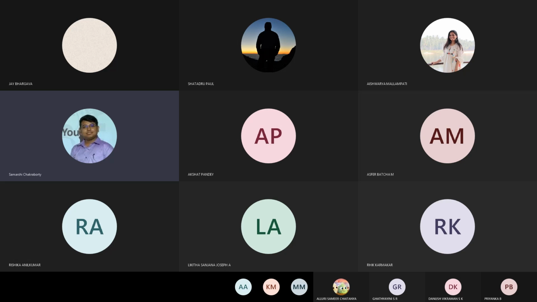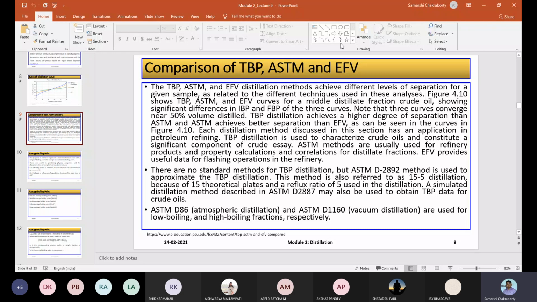Okay, so let me start with today's lecture. I guess in the previous class we covered three types of distillation that we generally conduct in a petroleum refinery for testing crude oil. One is the TBP test, the other one is ASTM D86, and the third one is equilibrium flash vaporization. How they differ from each other, and which type of distillation technique actually resembles the actual distillation process, that part has already been discussed.